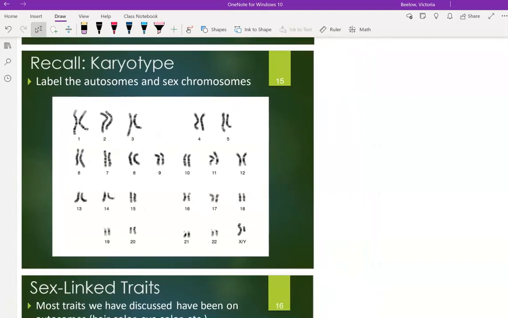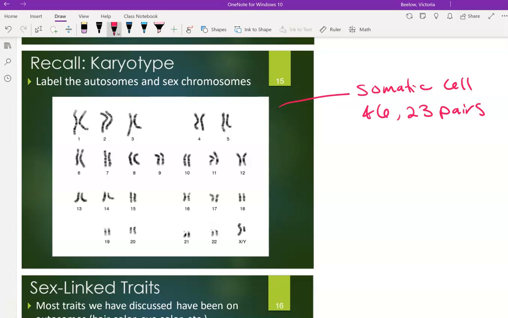This is for a somatic cell. There's 46 chromosomes in total, or 23 pairs. One came from mom, one came from dad. So this question is saying label the autosomes and the sex chromosomes.